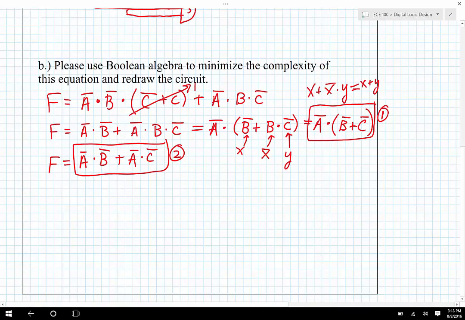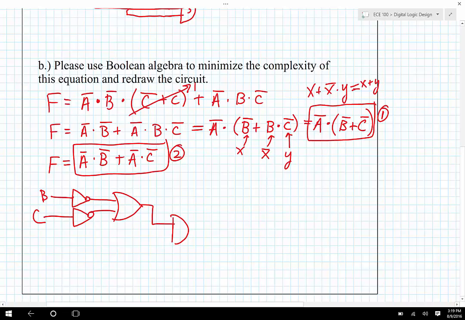So I'm going to have an OR gate first. The inputs to the OR gate are going to be B bar, so there is B bar, and then there is C bar. So I've ORed together B bar or C bar, and then that needs to be ANDed with A bar. So this is a solution to a circuit that will implement that digital logic as well.